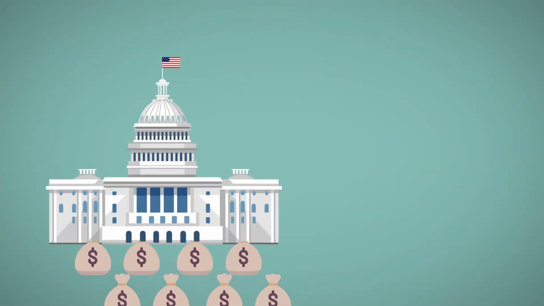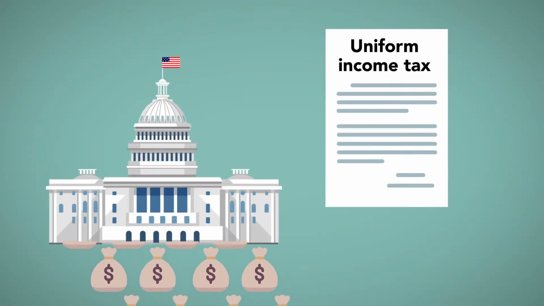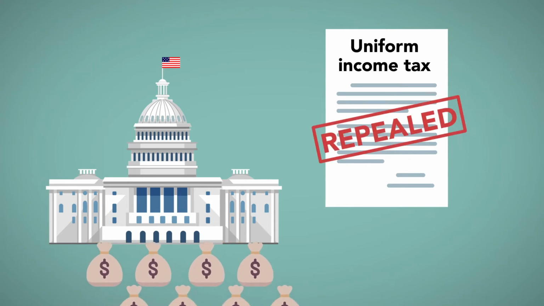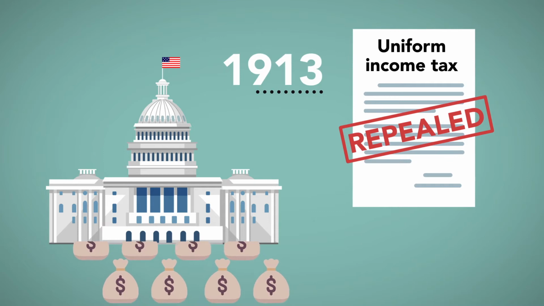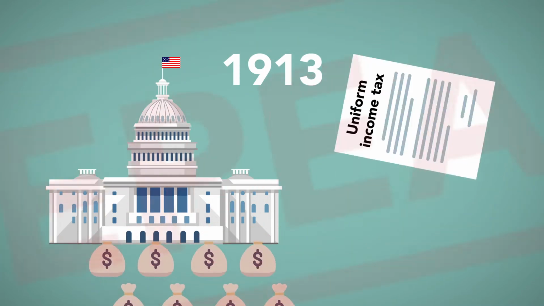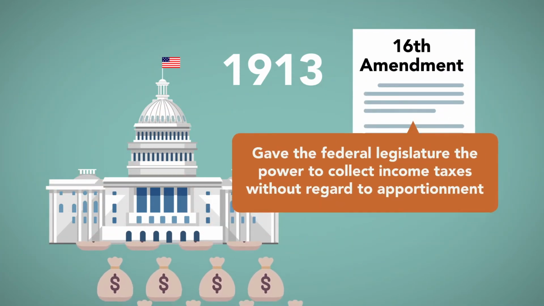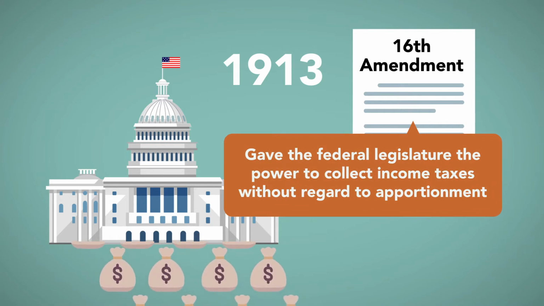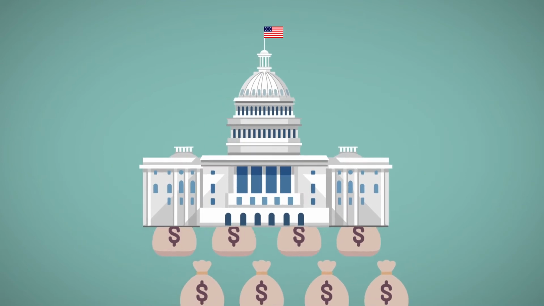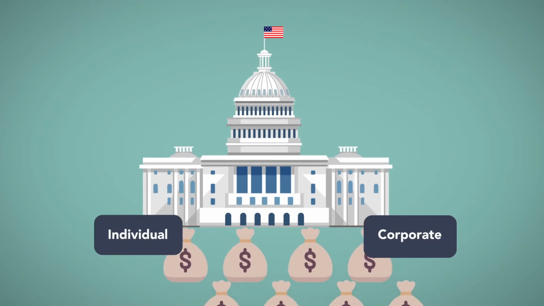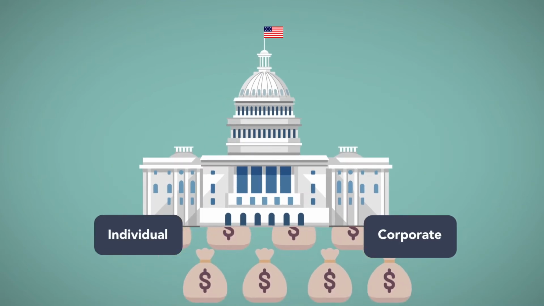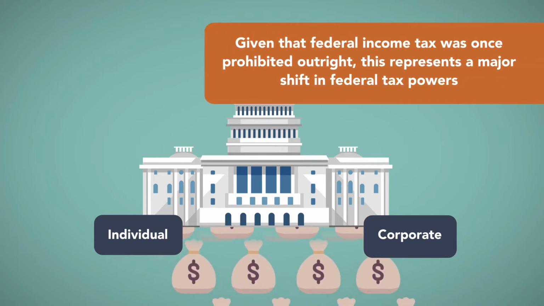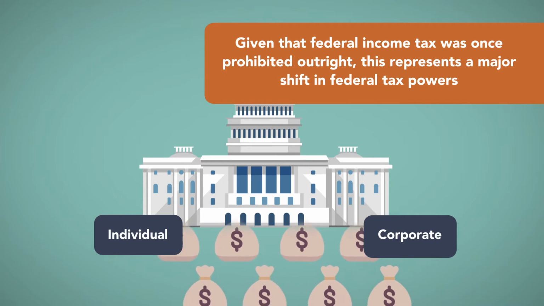When the federal government attempted to pass a uniform income tax, legal challenges inevitably led to the repeal of the law. Federal income tax was considered unconstitutional until 1913 when Congress passed the 16th Amendment, which gave the federal legislature the power to collect income taxes without regard to apportionment. Today, direct taxes such as individual and corporate income tax make up the primary sources of federal tax revenue. Given that federal income tax was once prohibited outright, this represents a major shift in federal tax powers.